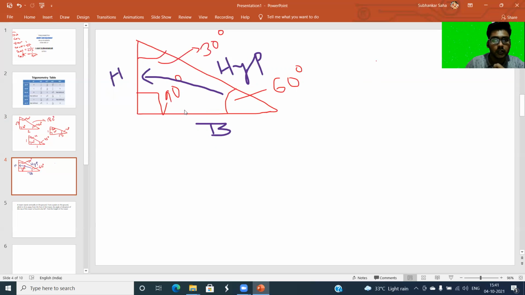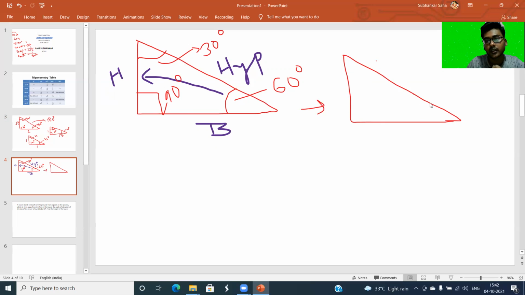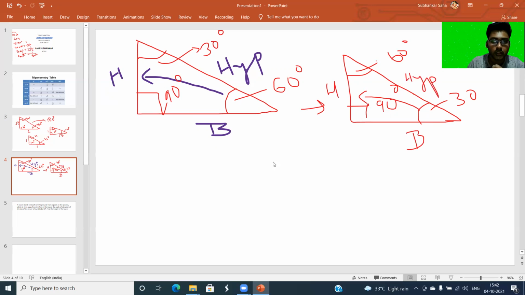Another case: if this triangle is rotated clockwise, then the 30 degree angle is here and the 60 degree angle is here, with the 90 degree angle. The side facing this angle is the height, then the base, and the hypotenuse. Look at another one.